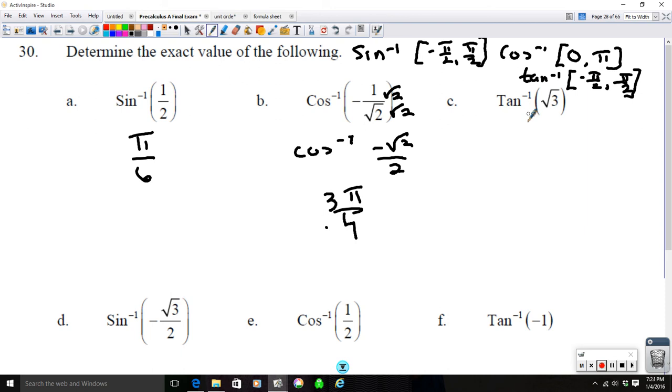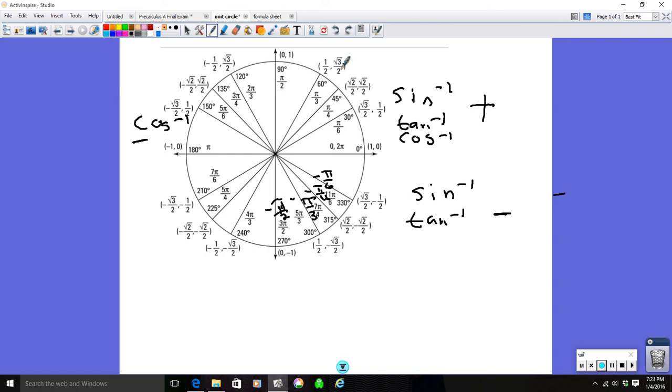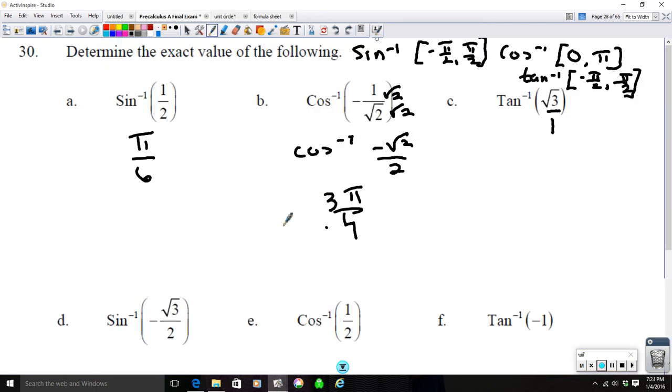We need to know when tangent is root 3. Tangent inverse is root 3. So that really is root 3 over 1. Tangent is positive in quadrant number 1. So go to quadrant number 1. And tangent is sine over cosine. So sine over cosine is going to be right here at pi over 3. Again, sine over cosine is root 3 over 2 divided by 1 over 2, which is root 3. But sorry, pi over 3. This is pi over 3.